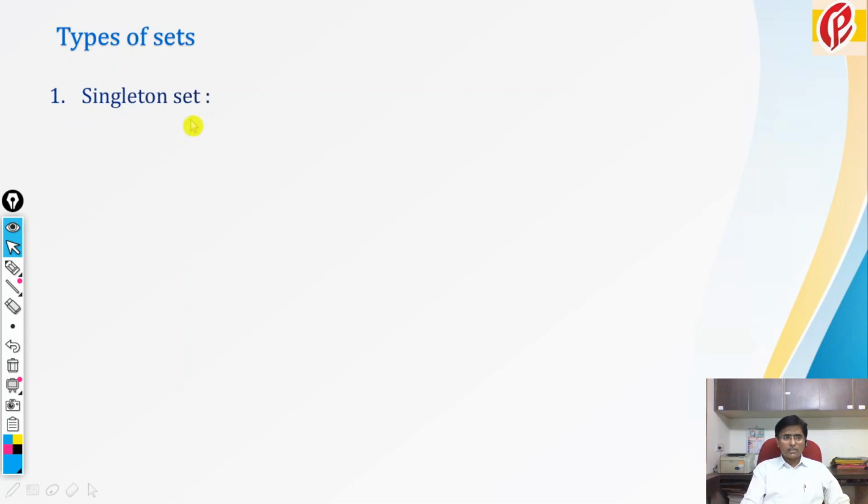The first one is the singleton set. Now see here, in this word singleton there is the word single. Single means one element, that is, the set containing only one element. Now see the example.